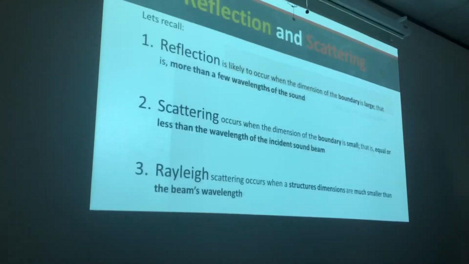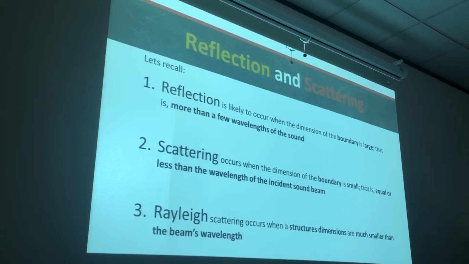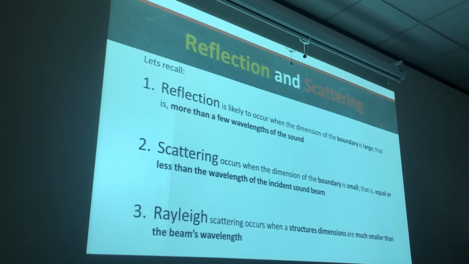So what's the difference between diffuse and the scatter? Specular reflection is going to come back to the transducer. We're going to get a reflection back. With scatter, we're not going to get a reflection. The beam is just going to scatter and go in multiple directions.